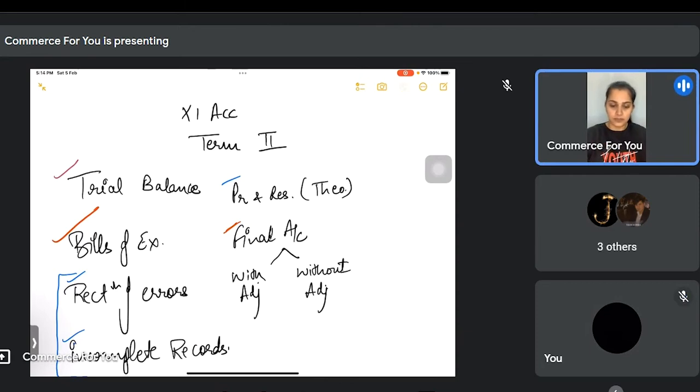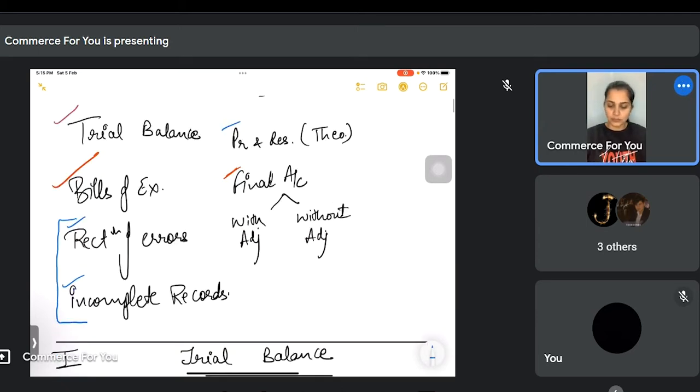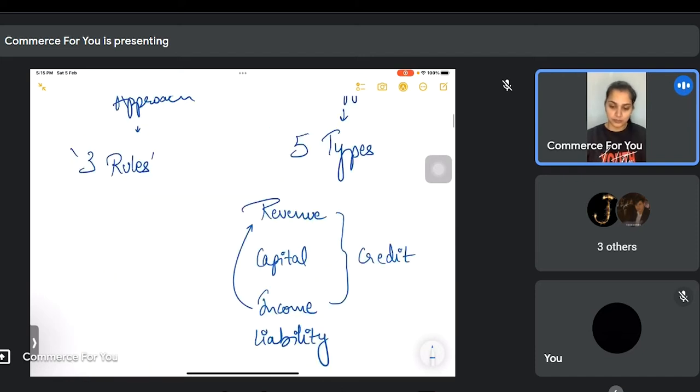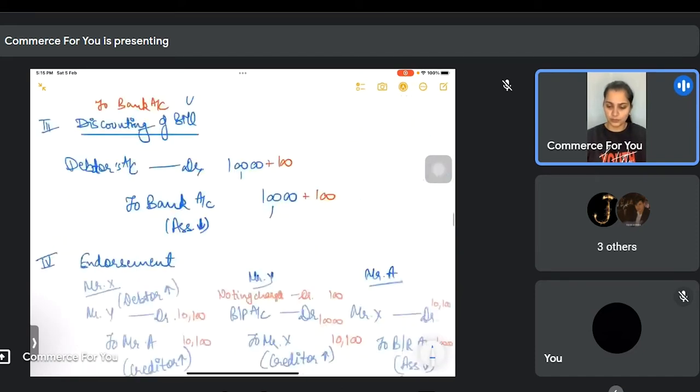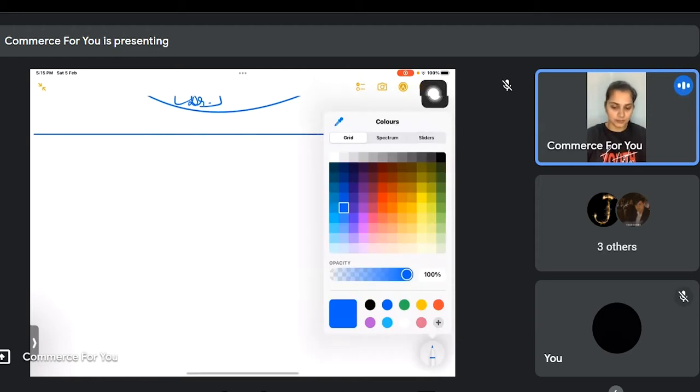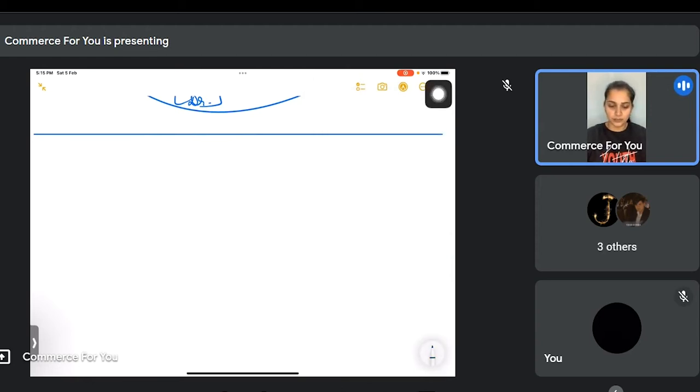In the last class we covered trial balance, bills of exchange and final accounts with and without adjustments. Today we'll be covering rectification of error and incomplete records. I hope you all have solved the questions. So let's start with rectification first of all. Most of the students face doubt in this chapter. But ये इतना मुश्किल भी नहीं है if you focus on it properly.